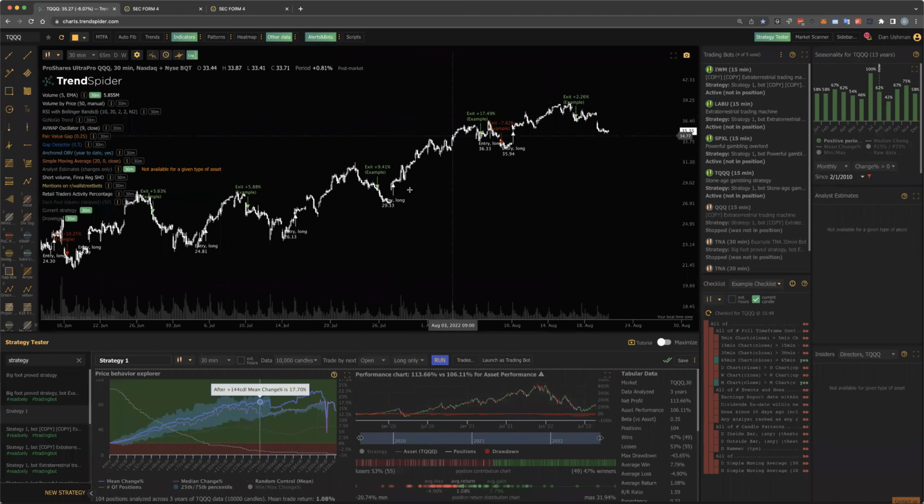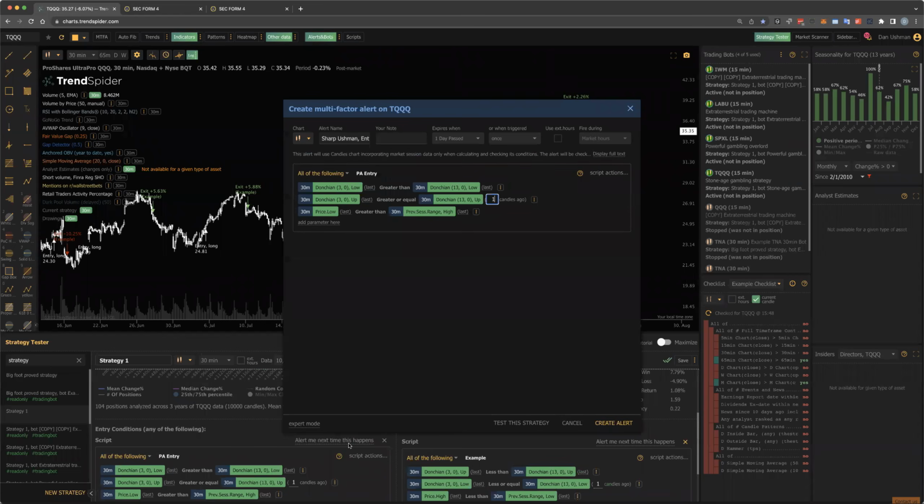Gotcha. So if you like a strategy you developed here, what you can do from here is two things. One is you can just say, alert me next time this happens. This will take your entry or exit condition and create a multi-factor, one-time alert. And here, Jack, you can also put JSON code. So if you want to send an order and you have a webhook configured, you can put it in the note field here as well.